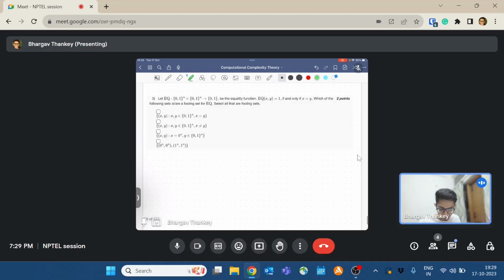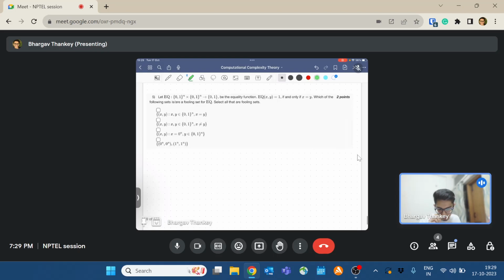Yes, now let's look at the next problem. Let EQ be the equality function, where EQ(x, y) is 1 if and only if x equals y. Which of the following sets is or are a fooling set for EQ? Select all the fooling sets. The options are: A, (x, y) where x and y are in {0,1}^n and both are equal. B, (x, y) where both are not equal. C, (x, y) where x is 0^n and y is anything in {0,1}^n. D, (0^n, 0^n) and (1^n, 1^n). Which of these are fooling sets?